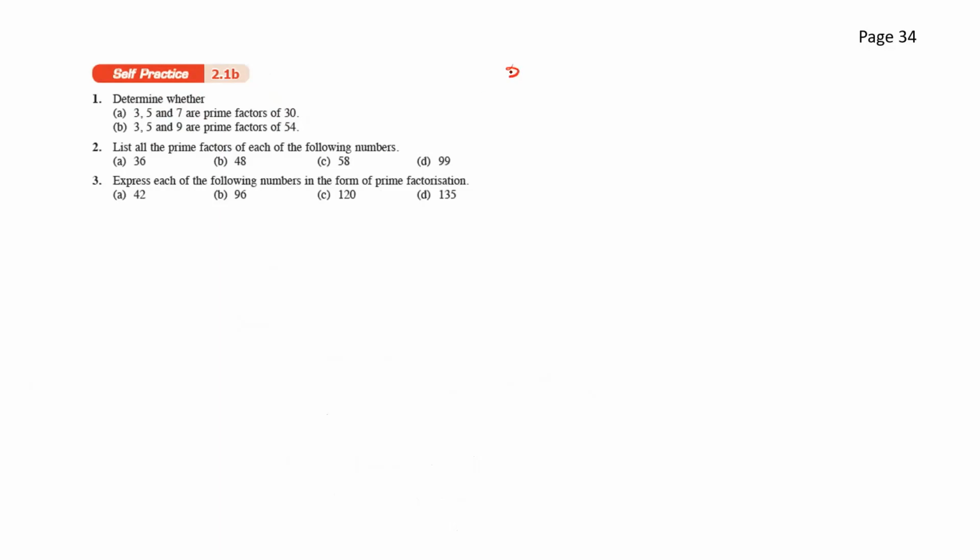So 3, can it be divided by any number other than itself? So 3 divided by 1, we get 3. 3 divided by 3, we get 1. So other than that, there is no other number that can divide 3, which means 3 is a prime number. All of these numbers are prime numbers here except for 9. 9 is not a prime number.